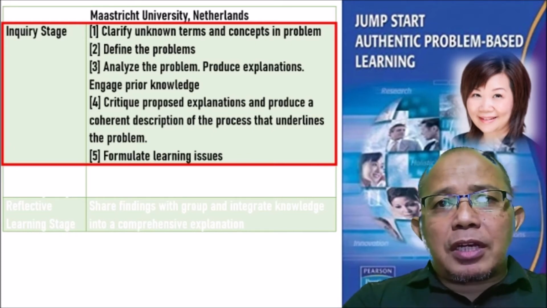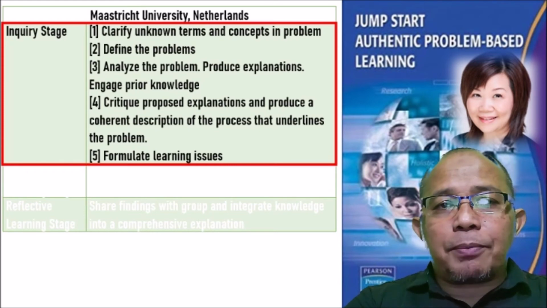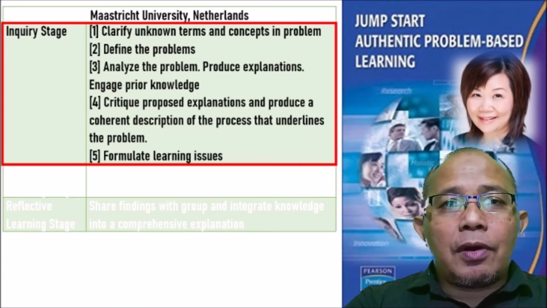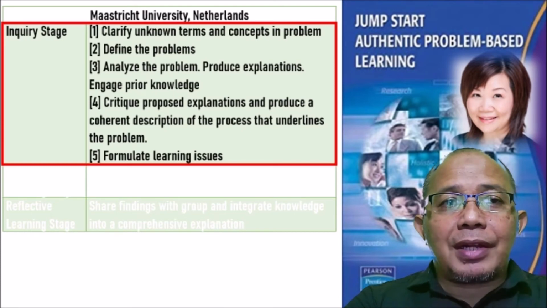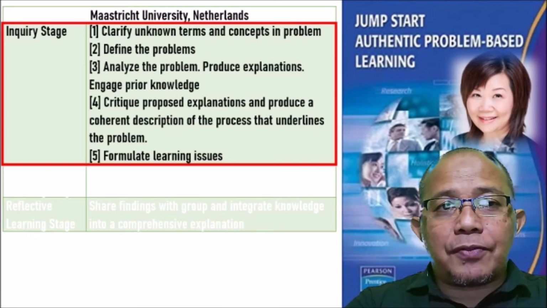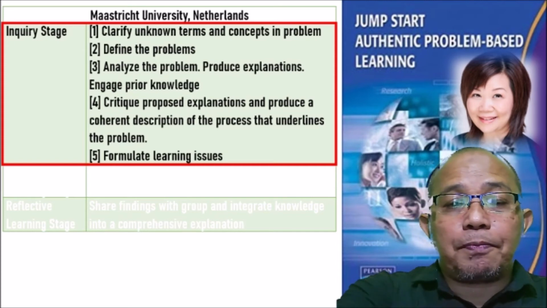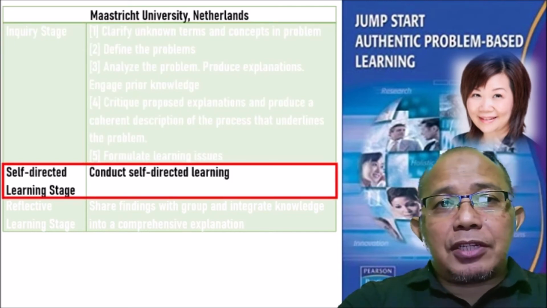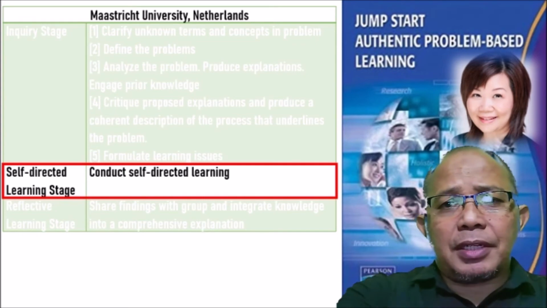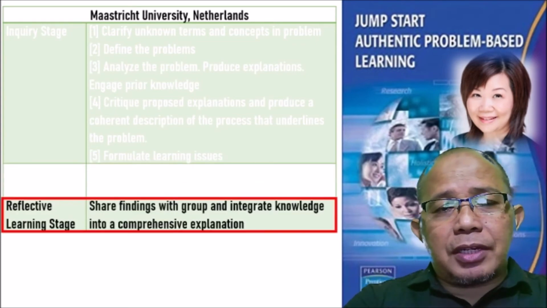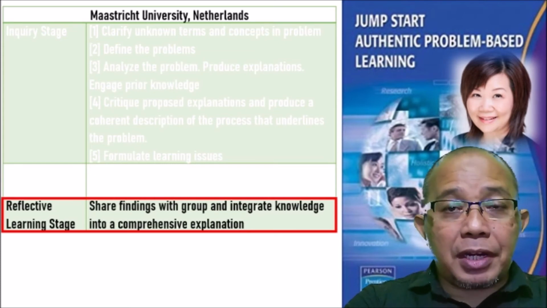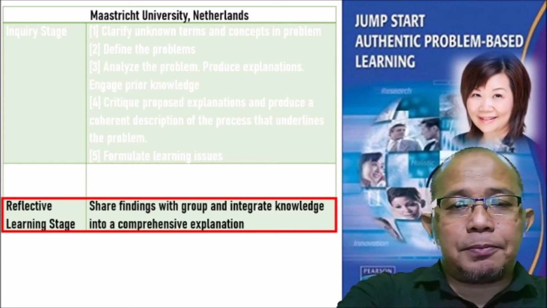The inquiry stage in this model includes 1, clarify unknown terms and concepts in problem. 2, define the problems. 3, analyze the problem, produce explanations, and engage prior knowledge. 4, critique proposed explanations and produce a coherent description of the process that underlines the problem. And finally, 5, formulate learning issues. In the self-directed learning stage, students conduct self-directed learning. And in the reflective learning stage, students share findings with group and integrate knowledge into a comprehensive explanation.